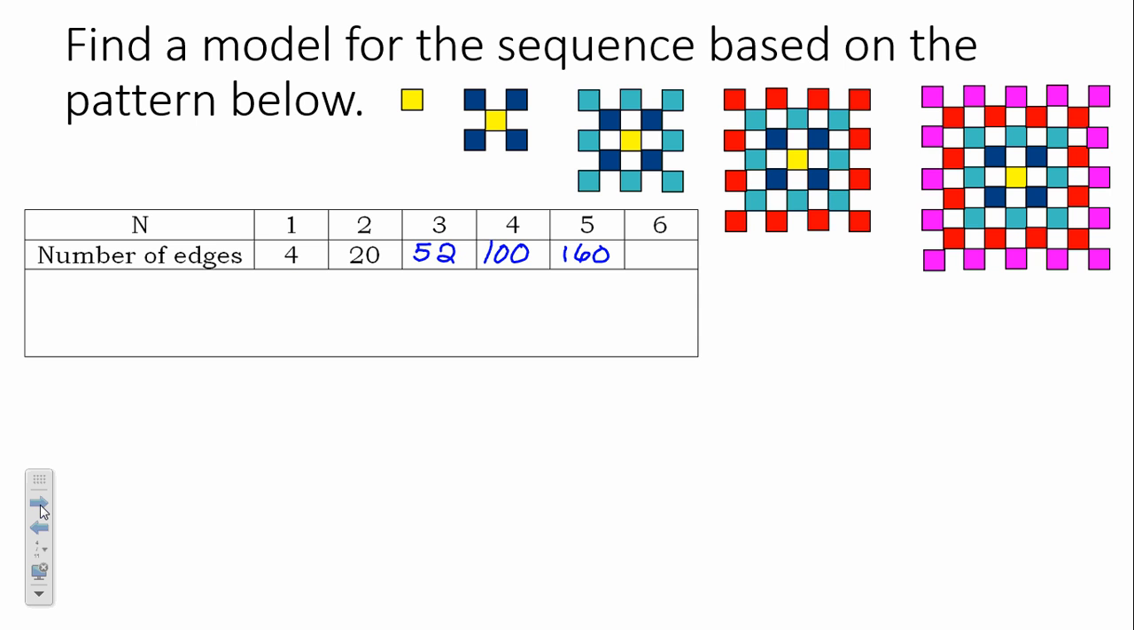Okay. Difference between 4 and 20? 16. Difference between 20 and 52? 32. Difference between 52 and 100? 48. Difference between 160 and 100? Definitely not arithmetic. 164? That makes sense. We forgot one.